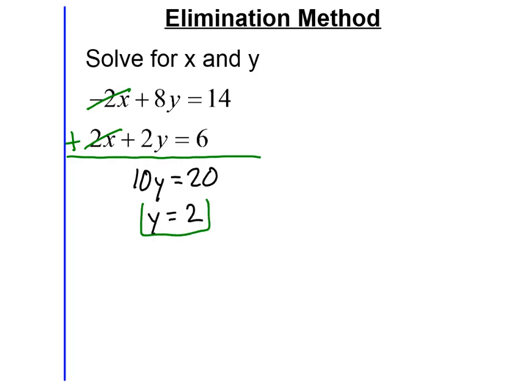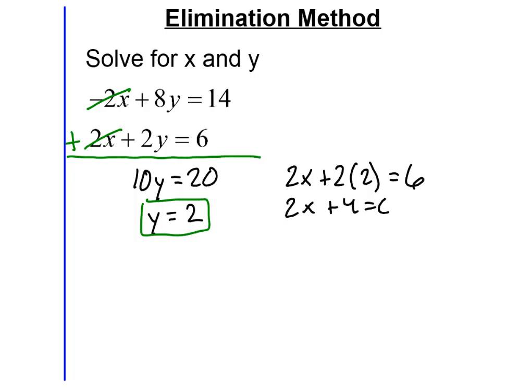So there is the first half of my solution. Like I have my y, I need to now find my x. I can now plug in that 2 into either of the y's of the two equations. I'm going to choose to plug it into the second one, but it wouldn't matter. 2x plus 2, plug in the 2 for the y I got, equals 6.